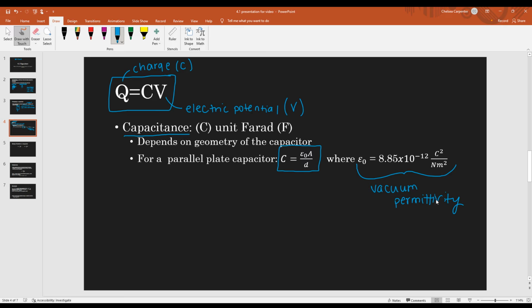I think I added an extra T there that you didn't need. But it's a measure of, again, the nature of a vacuum and how electric fields propagate. That part's not as important, but it's just a constant that we're going to use to calculate capacitance. And again, when we have a capacitor, this is for parallel plates. 2 parallel plates connected. We've got distance between them D and area of the plate A.